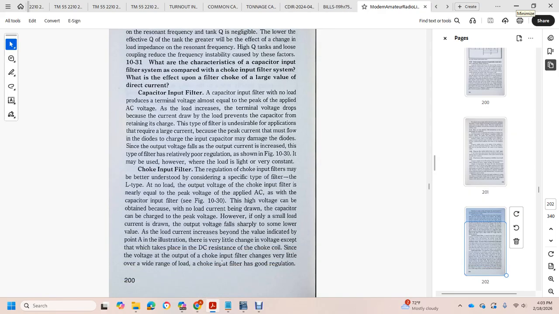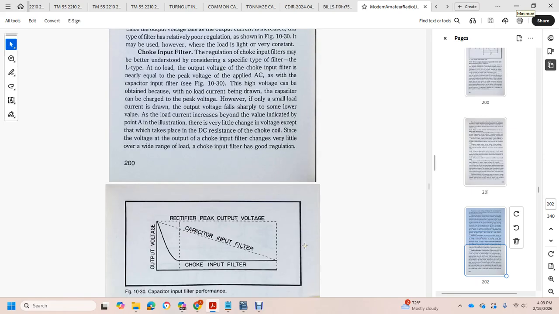Choke input filter regulation. The choke input filter has better regulation than the capacitor input filter. With the L-type inductor filter at no load, the output voltage of the choke input filter is nearly equal to the peak voltage applied from the AC. With a capacitor input filter, the high voltage is the same under no load current, since the capacitor can be charged to the peak voltage. However, if even a small load current is drawn, the output voltage falls to some lowered value. As load current increases beyond the value indicated by point 8, there is very little change of the voltage, except for the DC resistance of the choke coil. Since the voltage output of the choke input filter changes very little over a wide range of load, the choke input filter has good regulation.